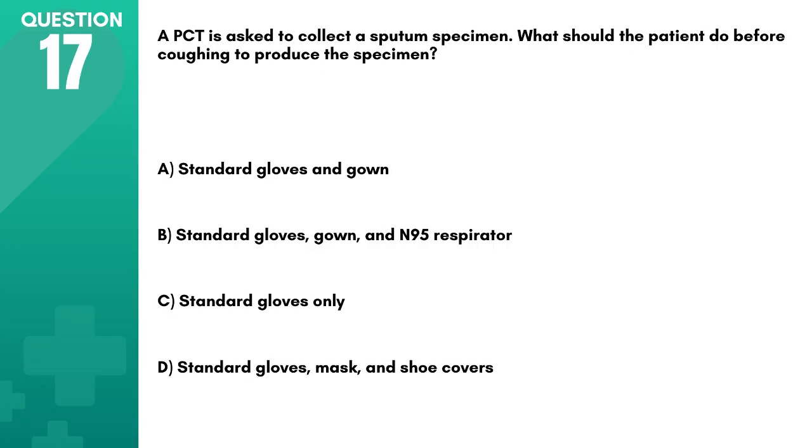Question 17. A PCT is asked to collect a sputum specimen. What should the patient do before coughing to produce the specimen? A. Drink a large glass of water. B. Rinse their mouth with water. C. Take several deep breaths and cough forcefully. D. Use cough drops to loosen phlegm. Answer: C.